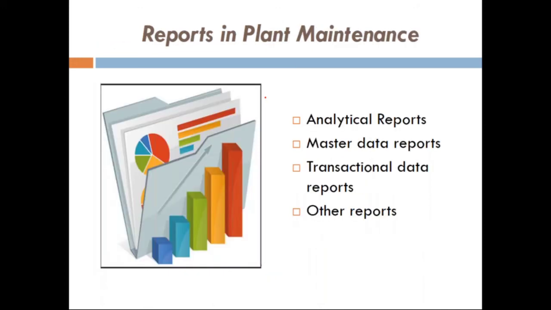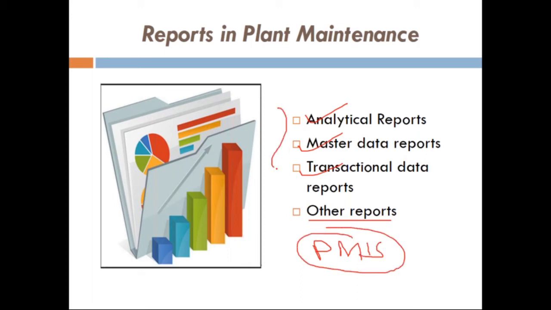Once that is done, we will see some of the reports in the plant maintenance module. Of course, these are all standard reports: analytical reports, master data reports, transactional data reports, like reports of maintenance orders and reports of notifications. All those things we'll discuss, and also some miscellaneous reports, PMIS reports, plant maintenance information system reports. We will see these things in the system: how these reports are generated and how to analyze those reports.